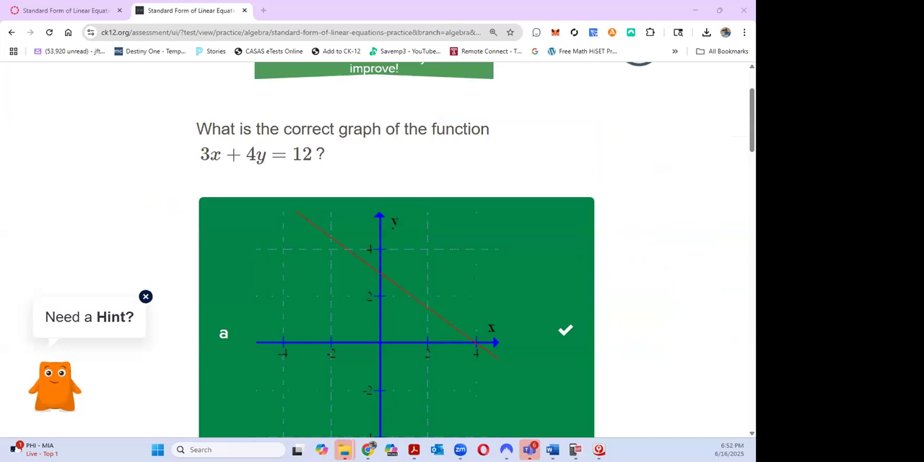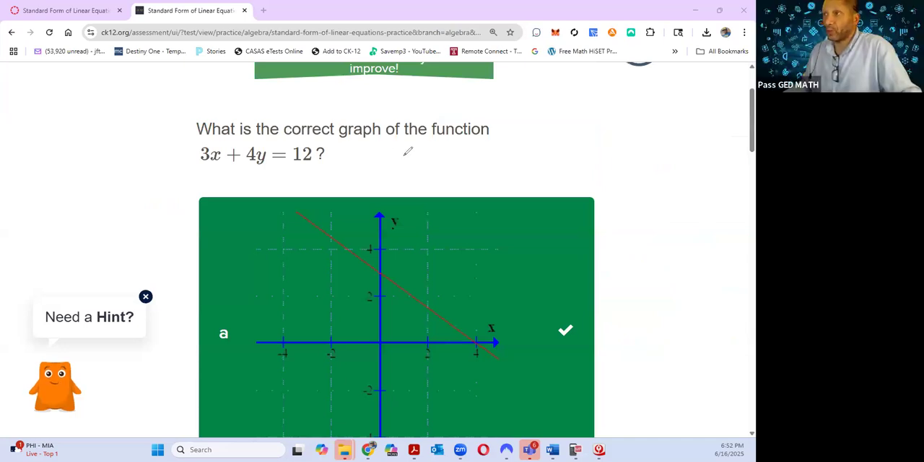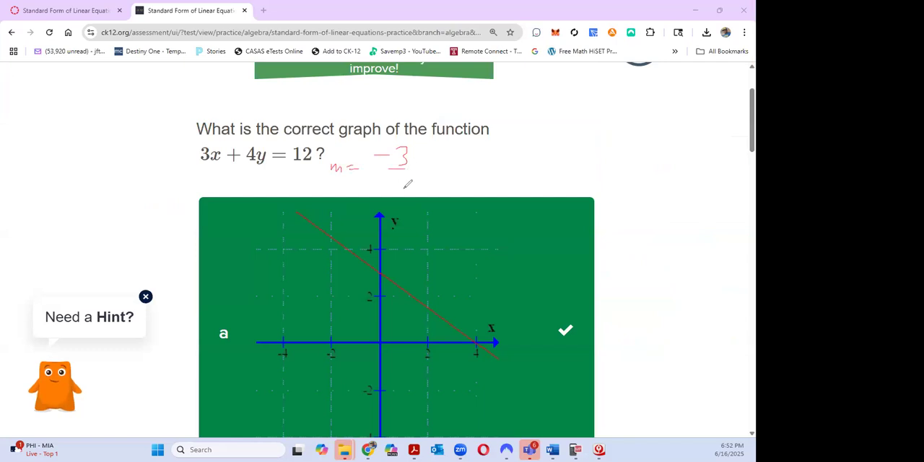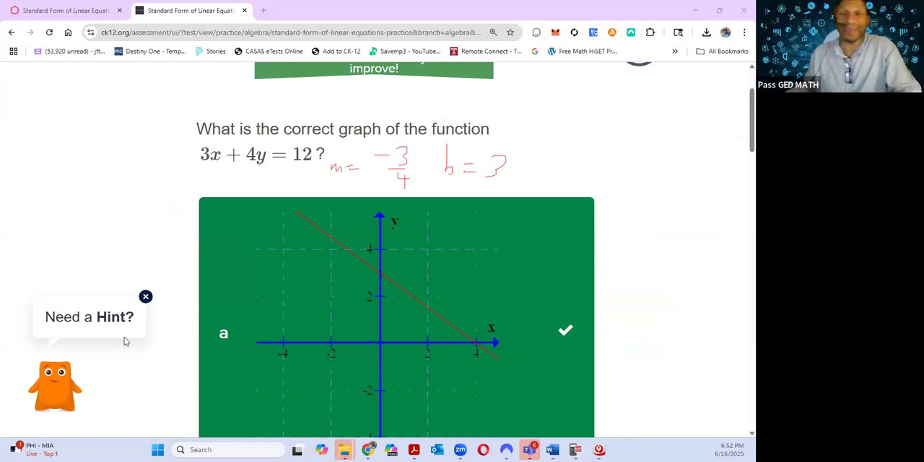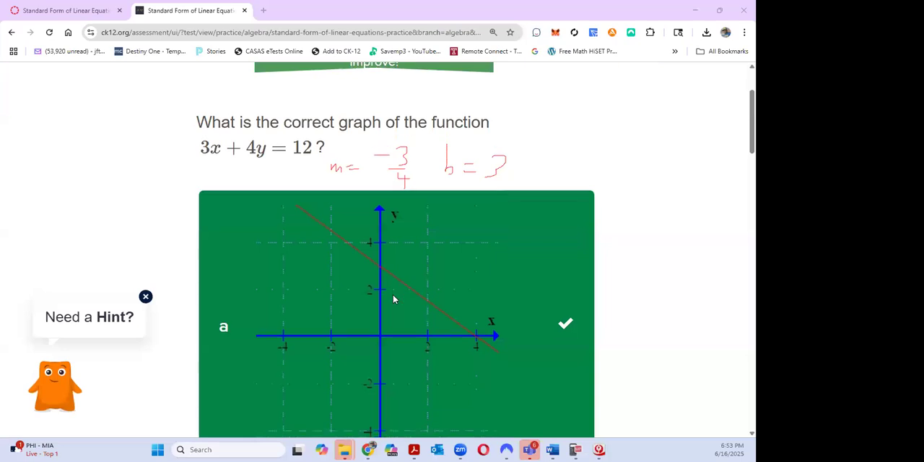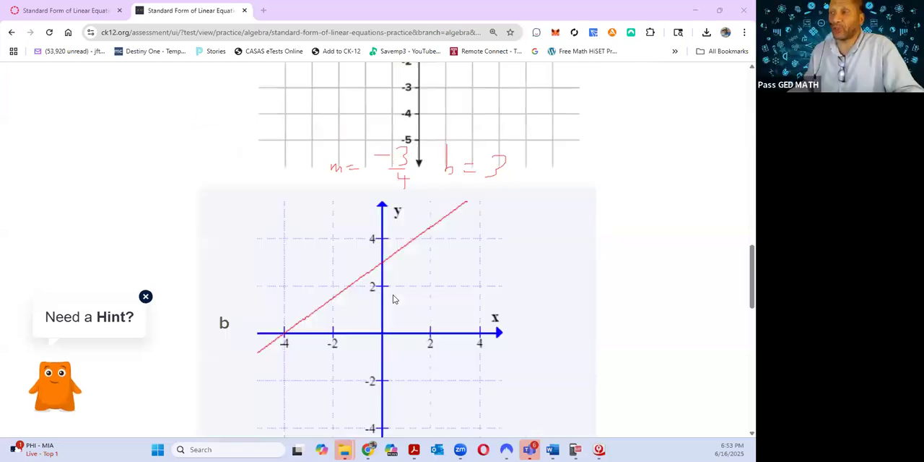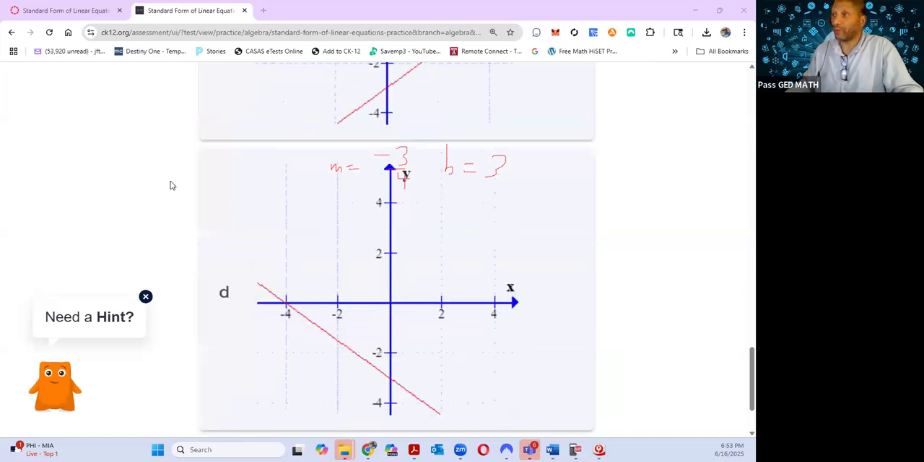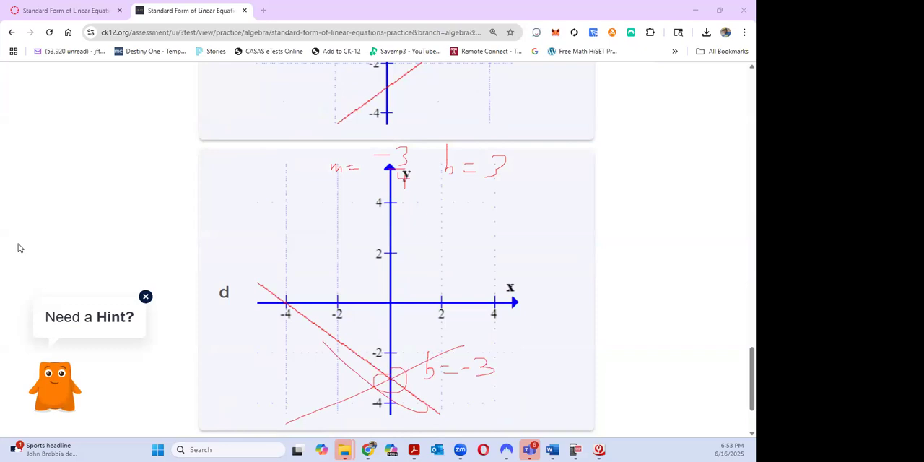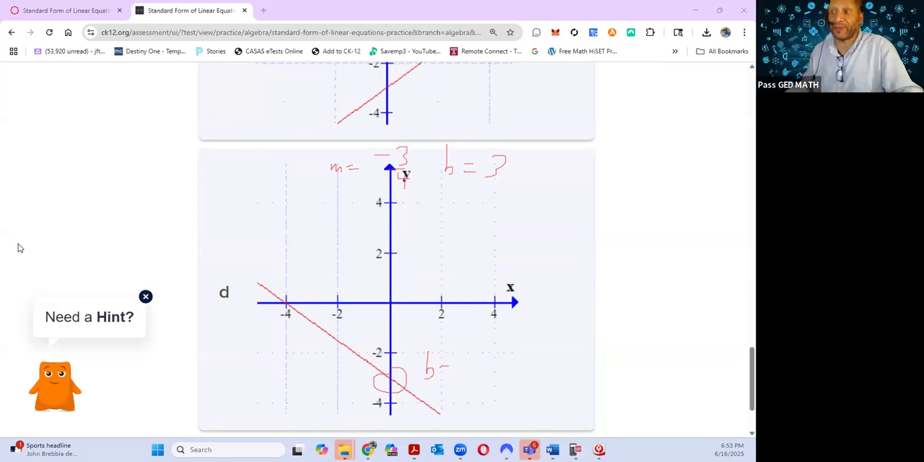Okay. So what we said was, remember, our slope was -3/4. Right. Our y-intercept was 3. So if we know our slope is negative, we know from left to right it is going down. We also know that the y-intercept crosses at +3. So right away, when I look at this last option here, this y-intercept is -3. It can't be D. You can't eliminate it because it's going down.